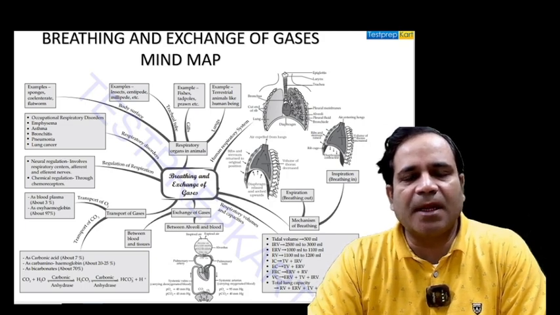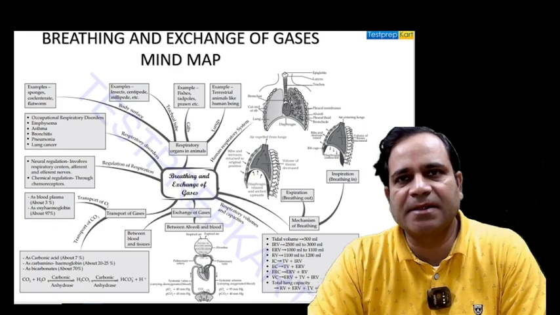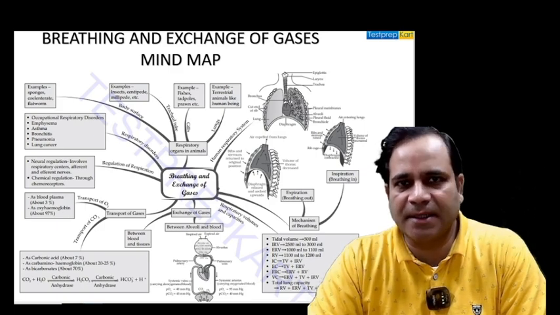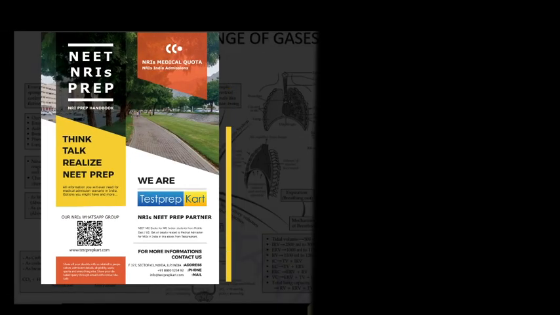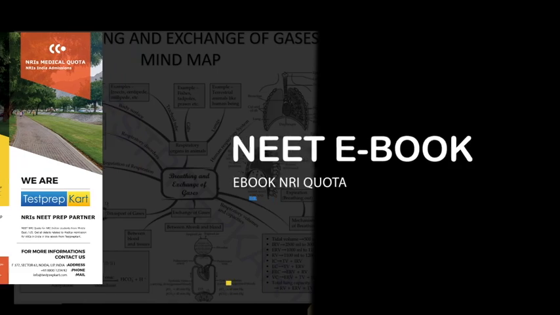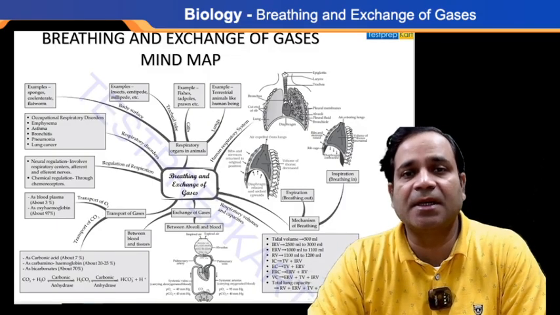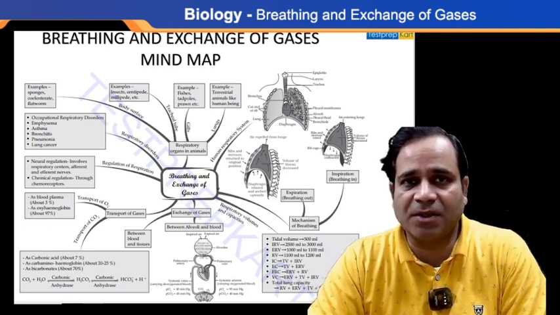Students, in Unit 5, you all know that one chapter is deleted from your syllabus, that is digestion and absorption. Digestion and absorption is the 15th chapter, and it is deleted from your syllabus, my dear. So that's why I'm starting with the 16th chapter of Unit 5, breathing and exchange of gases.